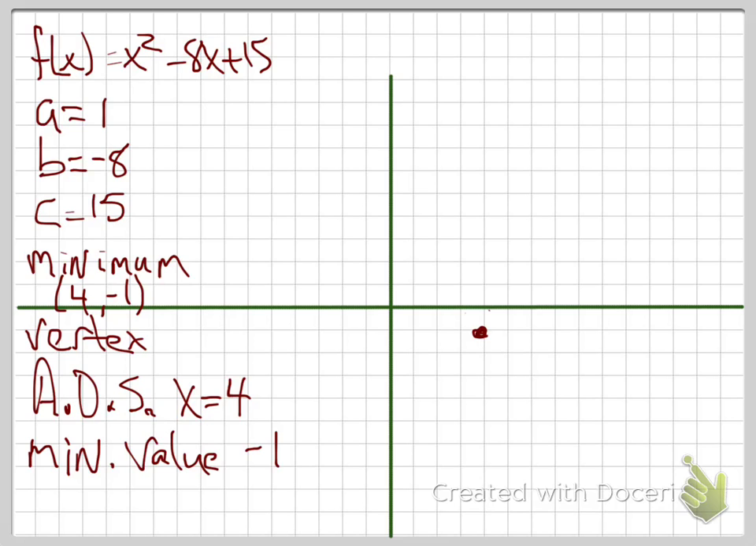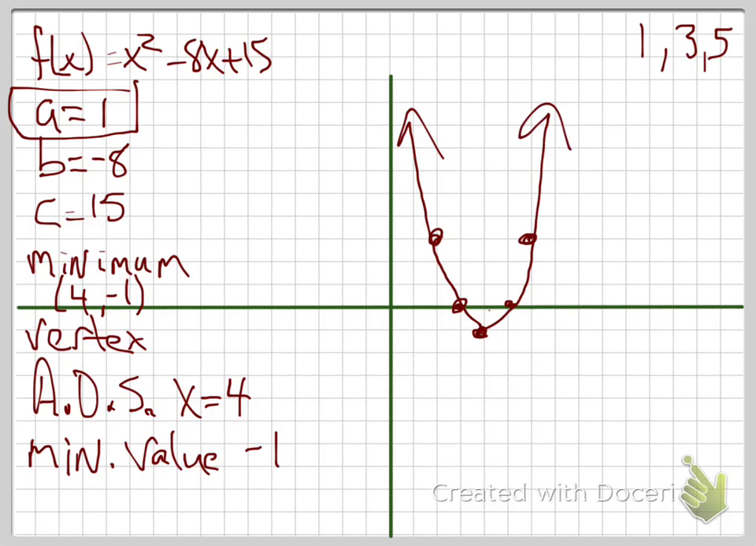Then you can use those quadratic magic numbers of 1, 3, 5. You multiply those by the a. That tells you you're going up 1 over 1. From those points, I would go up 3, 1, 2, 3 over 1, and I can make my graph. That's good enough. Now you should be able to tell the domain is all real numbers, and your range, since this is facing up, is y is greater than or equal to negative 1.